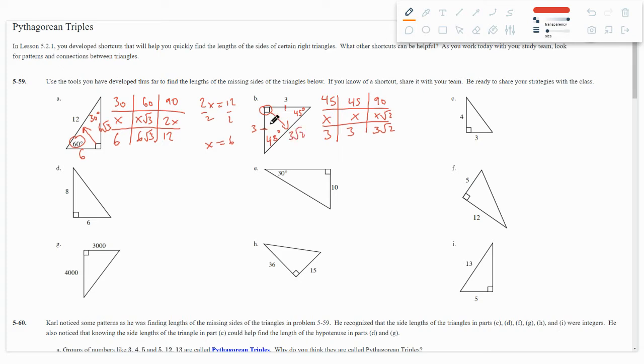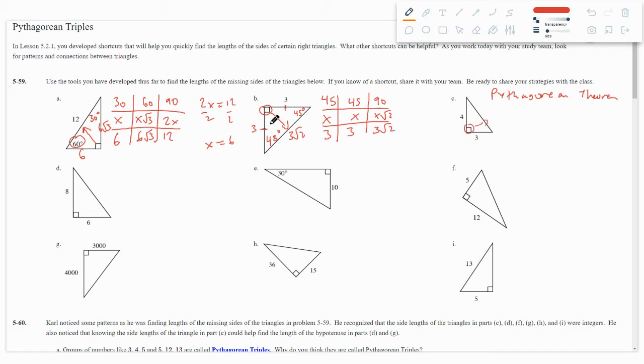Now, part C, we have no angles, and this time we have two sides. And we're not looking for an angle here. We're not doing inverse trig. We're using Pythagorean theorem. We need to use Pythagorean theorem because there are no angles, and we're trying to find a missing side. And so that's going to be the third side.